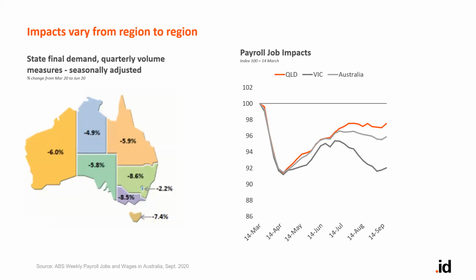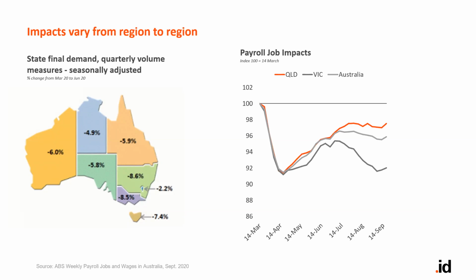So now we're talking about the Sunshine State. So this is also March to June. This is where we talk about state final demand. So our GSP is what I should call it. So you can see in Queensland, we fell about 5.9%. New South Wales and Victoria, 8.6 and 8.5%. So your exposure to case numbers was really important in determining what your economic future was going to be and how you were going to recover.